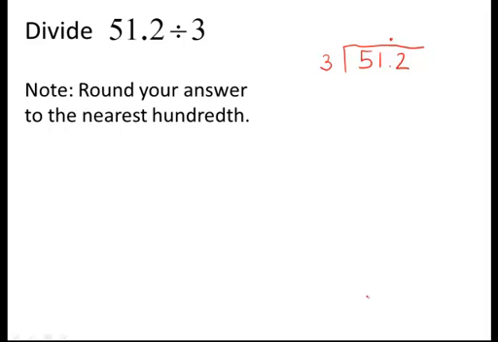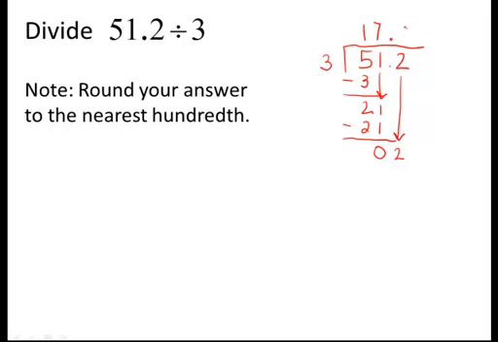This will be the placement of the decimal in my answer, the quotient. 3 goes into 5 once. 3 times 1 is 3. 5 minus 3 is 2. Bring down the 1. 3 goes into 21 7 times. 7 times 3 is 21. 21 minus 21 is 0. Bring down the 2.